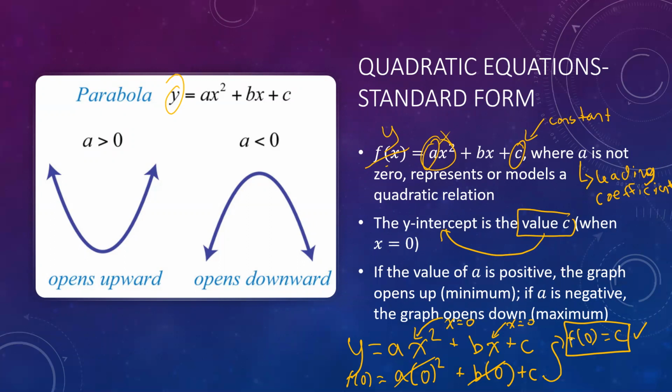So when I say f at 0, what I mean is what's the y value when x is equal to 0? And what we notice is that the y-intercept is simply going to be c, because it's the only variable we're left with when we let x equal 0.